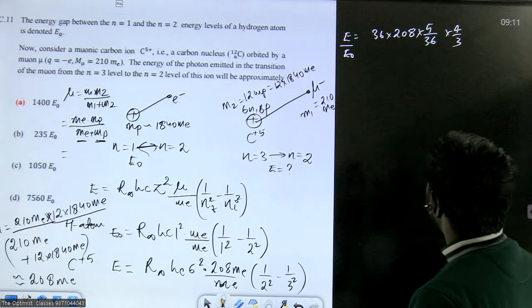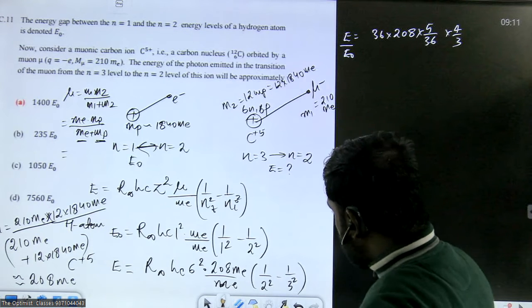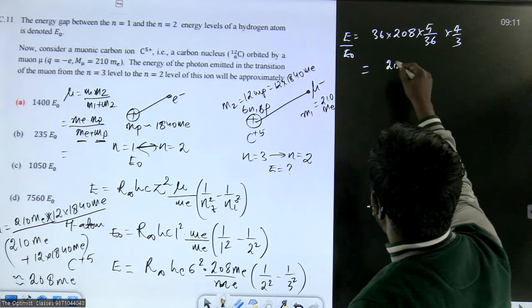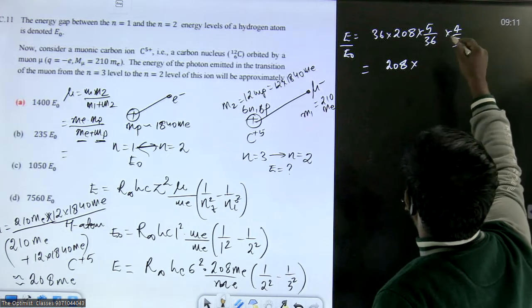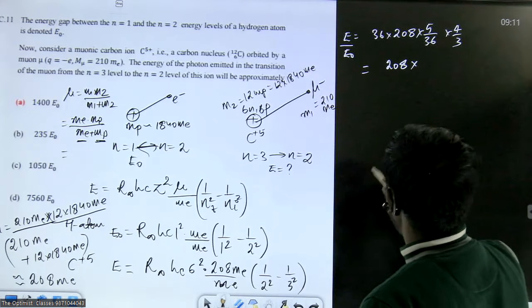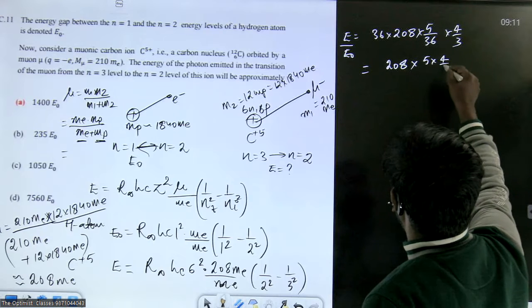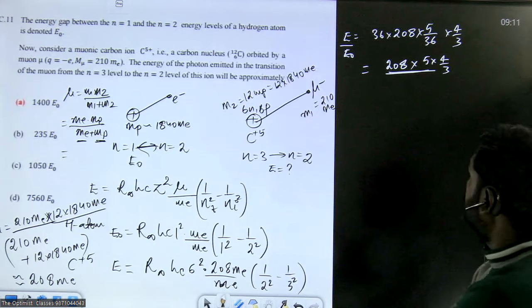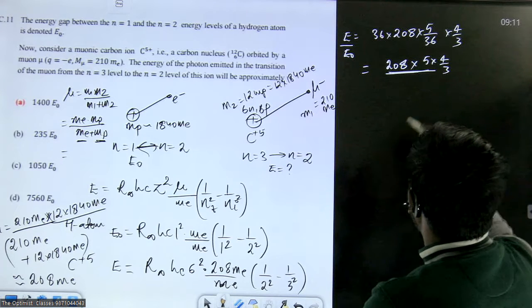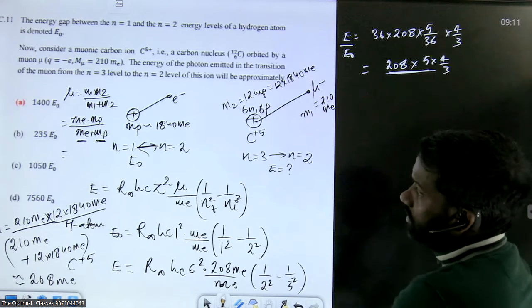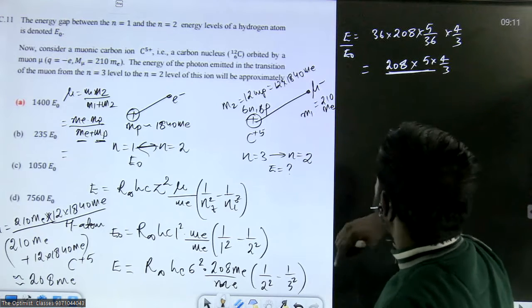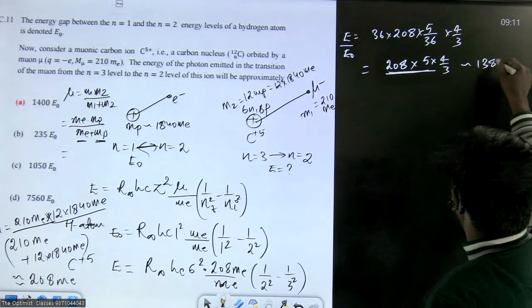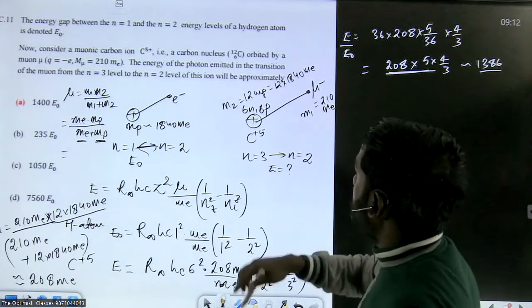I think there are no other factors, so this 36 cancels out. So you get 208 multiplied by 5 into 4 by 3. These two multiply and give you 1040, and multiplied by this one it will be something more than 1000. It comes out close to 1400. I have done the calculation: 1386. So that is the closest, since it says approximately.